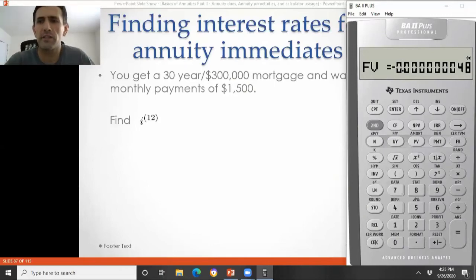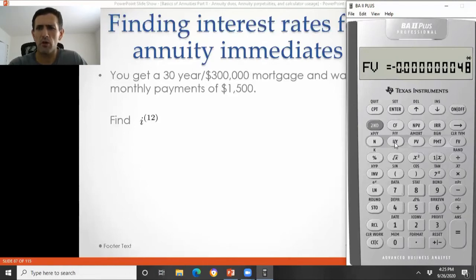Well, the calculator doesn't exactly spit out 0 because it does rounding. So when you round and add everything up, you don't get exactly 0, you just get negative 0.0000000048. Something pretty close to 0. So my opinion is, let's say we have this interest rate.